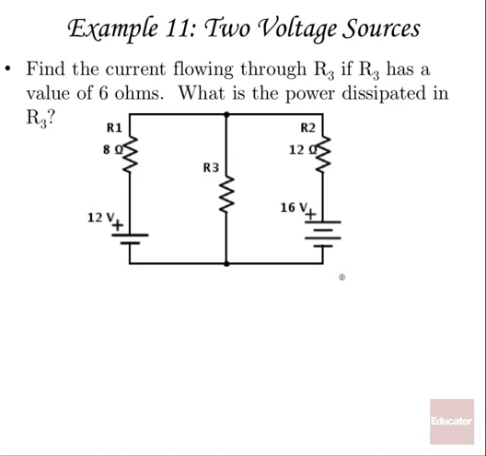Let's take a look at a problem with two voltage sources here. Haven't done one of these yet. Find the current flowing through R3 if R3 has a value of 6 ohms. What's the power dissipated in R3?